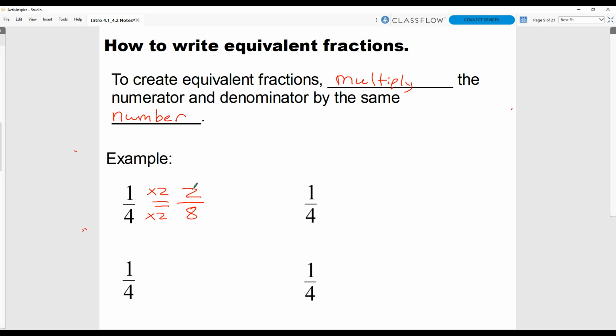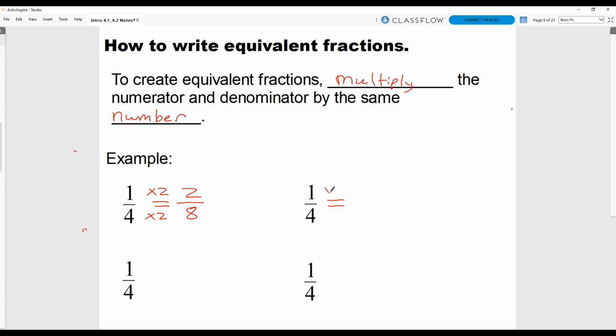So 2/8 is the same exact fraction as 1/4. It's just written with different numbers. How we created that is we multiplied our numerator and denominator by the same number. It absolutely has to be the same number or it doesn't work. Okay, let's try another one. We can create all types of equivalent fractions to 1/4 simply by choosing different numbers to multiply by.